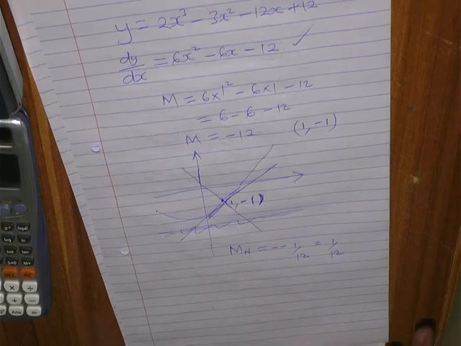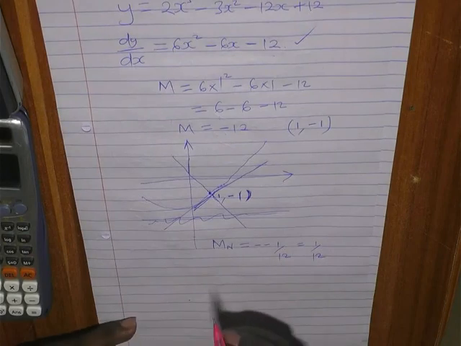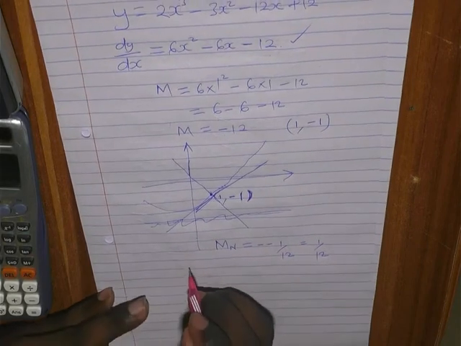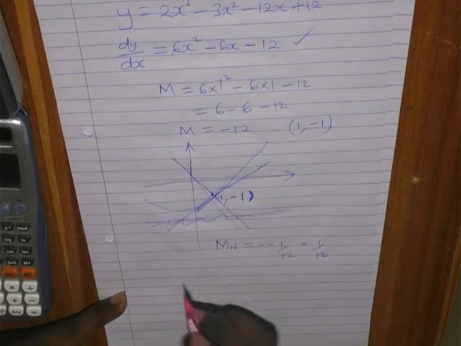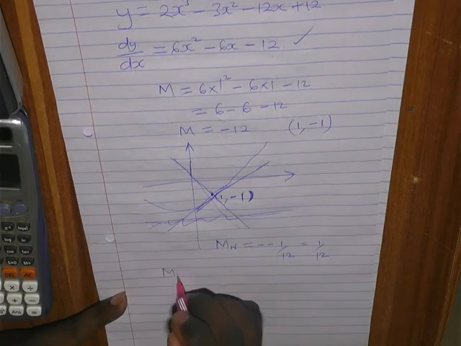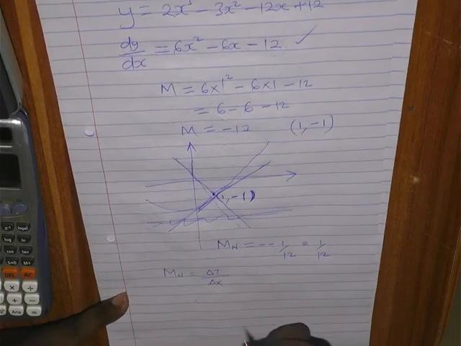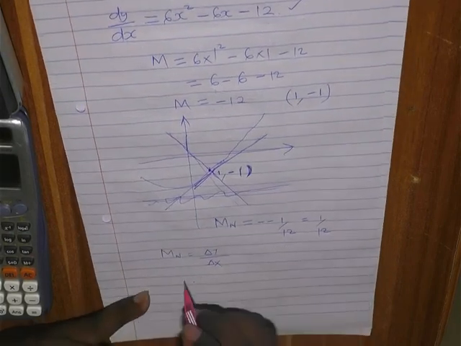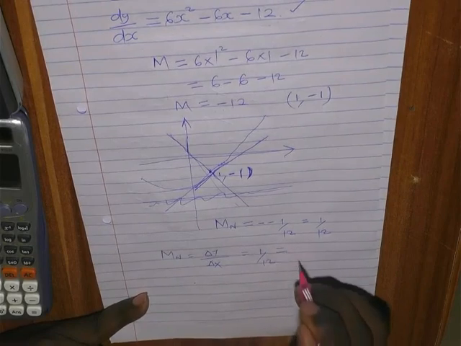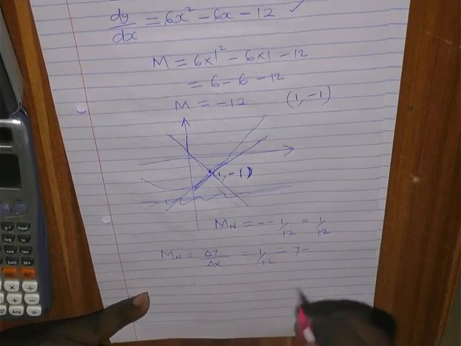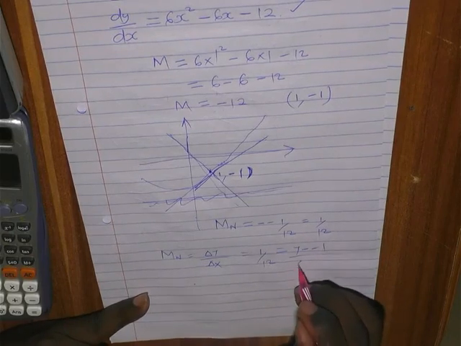Now after you've done that, the next thing you do is go back to the points that you had. The gradient for this normal, m subscript n, is given by change in y over change in x. So the gradient, 1 over 12, is equal to y minus the point of y, which is negative 1, all over x minus the point of x, which is 1.